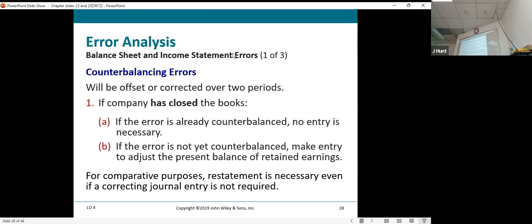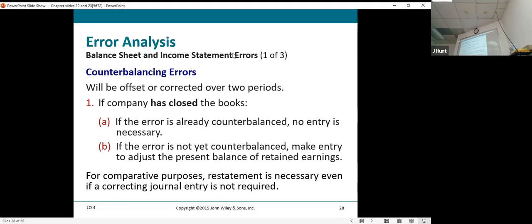So errors. We have this concept, counterbalancing errors versus non-counterbalancing errors. These two terms are important for you to know what they mean. An error could happen this year, and the books close, and you can't really go back. Well, you could go back, but you'll have to restate.